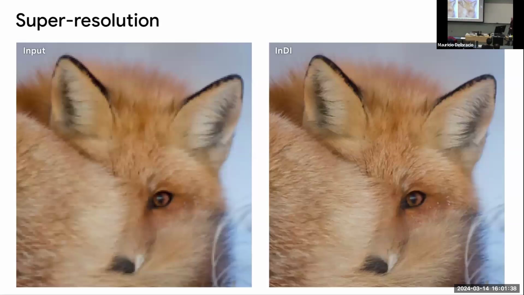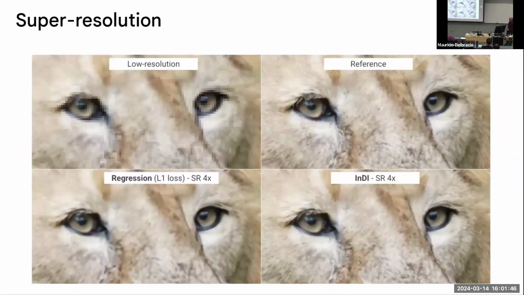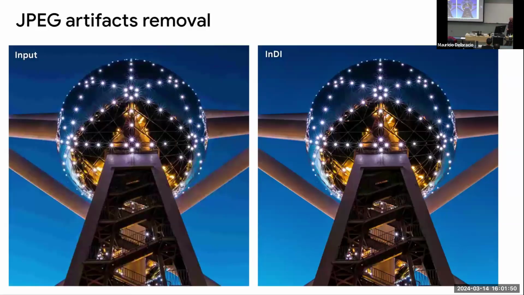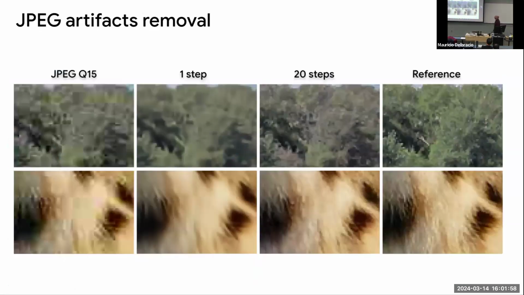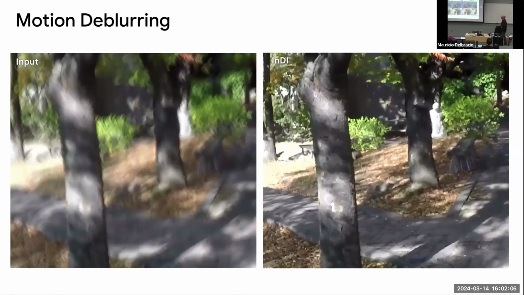Let me show you a bunch of examples. Super resolution. Again, removing compression artifacts. Here you can see that you remove compression artifacts. It's the same model. Here you can see a close-up. One step is very blurry. When you do more steps, you get much better details.